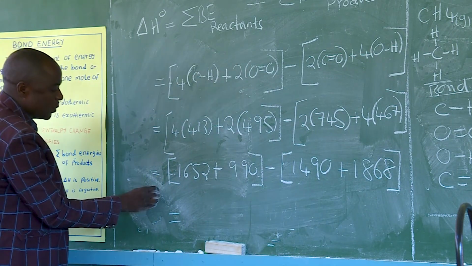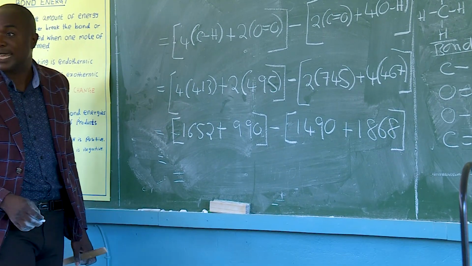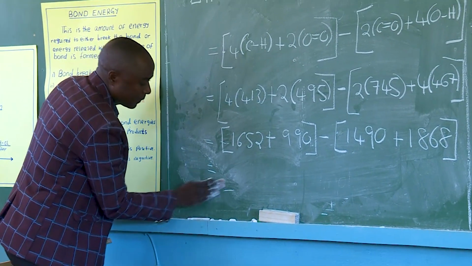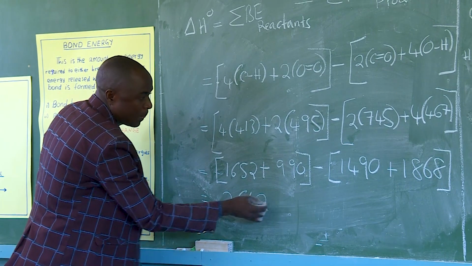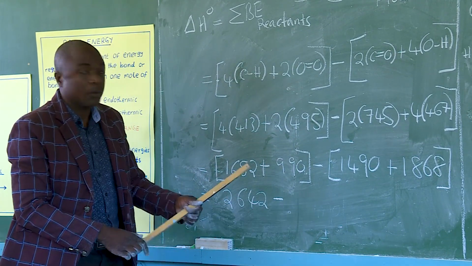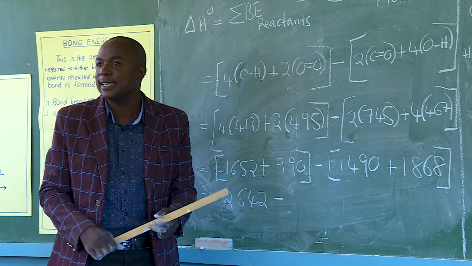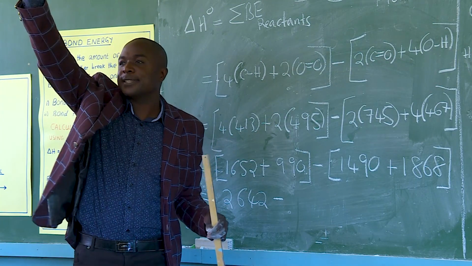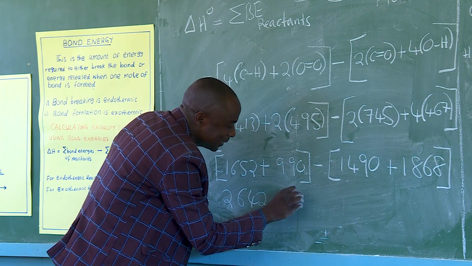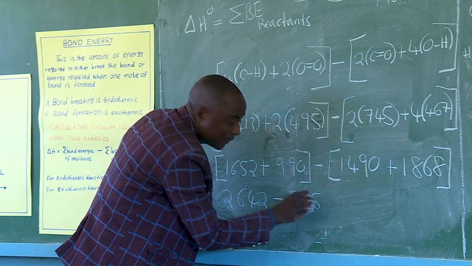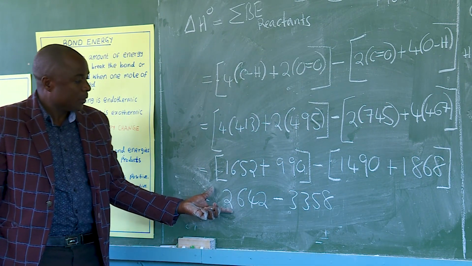Are we okay? Then we add 1,652 plus 1,000 plus 990, giving us 2,642. Okay. We have 2,642. Okay, minus. What is the value when you add 1,490 plus 1,868? Yes, at the back there, maybe? 3,358. Okay. So, this is what it means now.